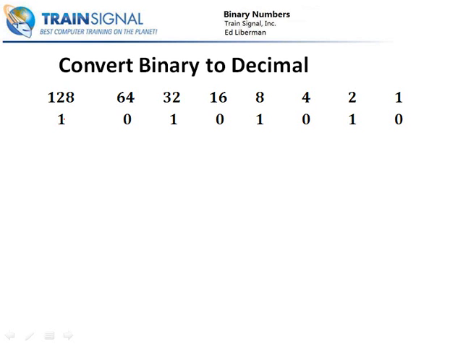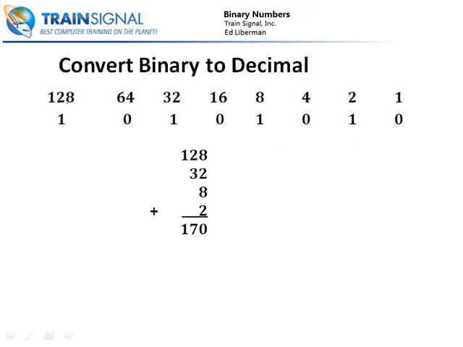The simple answer is 1 times anything is itself, right? So 1 times 128 would just simply be 128. And 0 times anything is 0. So anywhere you see a 0, we can just cancel that out. So the easy answer is anywhere there's a 1, just take those values and add them together.